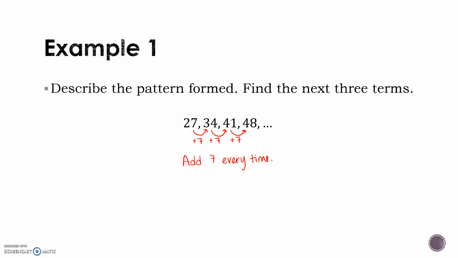So then it says find the next three terms. So I'm going to add 7 three more times. 1, 2, 3. If I add 7 to that, I get 55. If I add 7 to that, I get 62. And if I add 7 again, I get 69. So there are my next three terms.